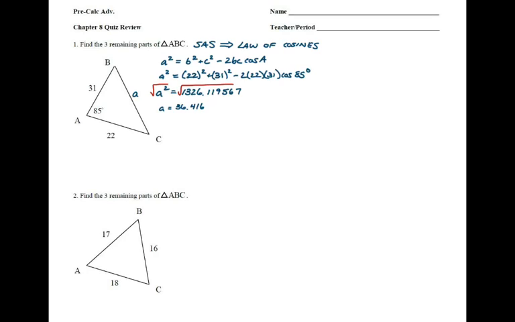Now that I have side A, I'm also going to use the law of cosines to finish this problem, and I'm going to find one of my other two angles. It doesn't matter if you do angle B or angle C, but I'm going to set up a law of cosines to find angle B. And for me, I like to organize my information by making a little chart of all the angles and all the sides. That way I know I'm finding all the information I'm looking for. You don't have to do that. It's just something that is an easy way to organize your information.